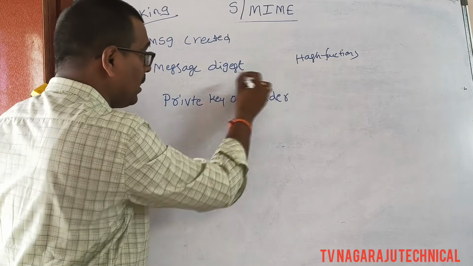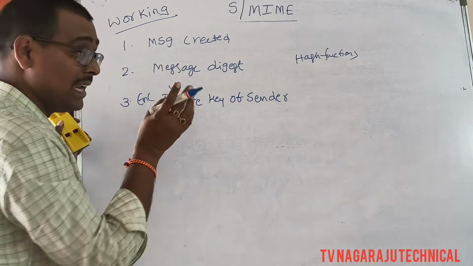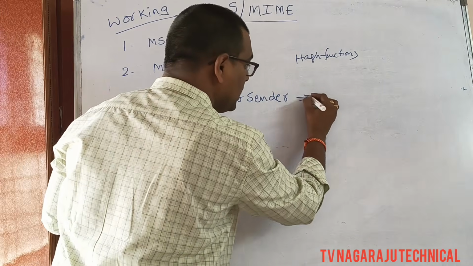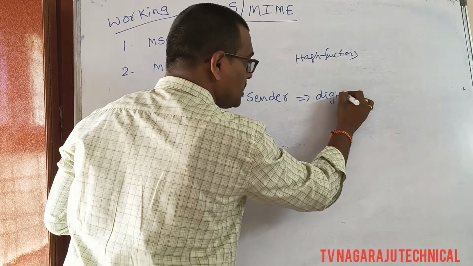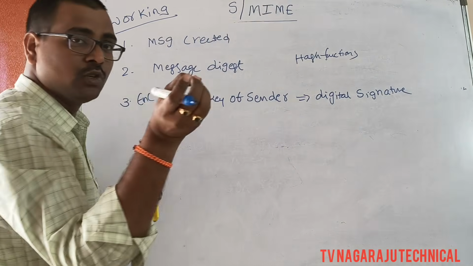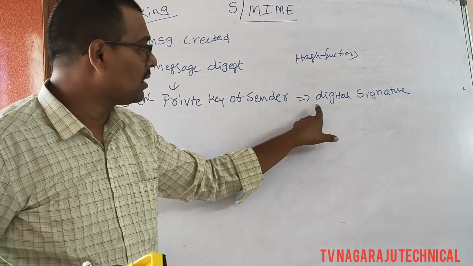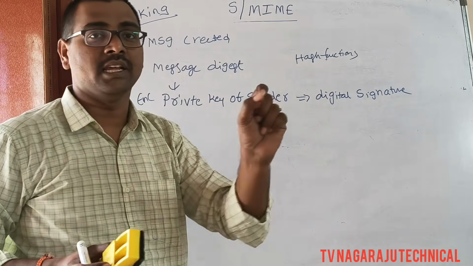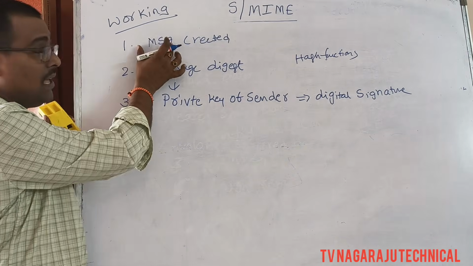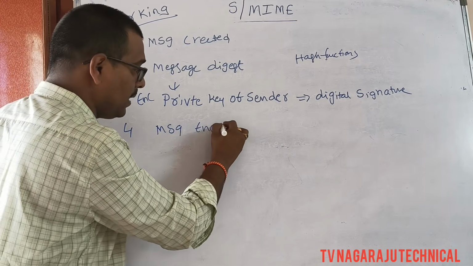If the message digest is encrypted by using the private key of the sender, obviously it forms a digital signature. Now, what is our first step? The first step is, for the message that you want to transmit, create the digital signature. Okay. Now, I have the digital signature, and I have the message. Now, the message is encrypted.